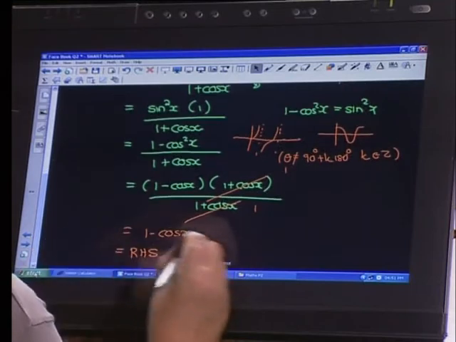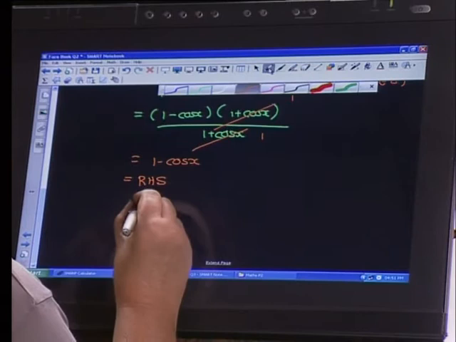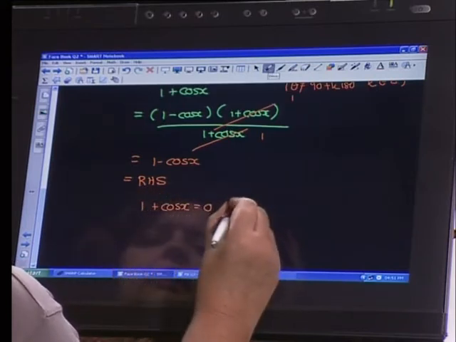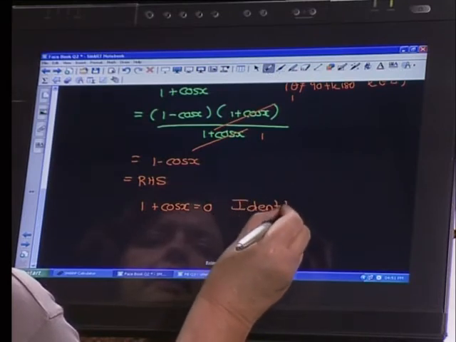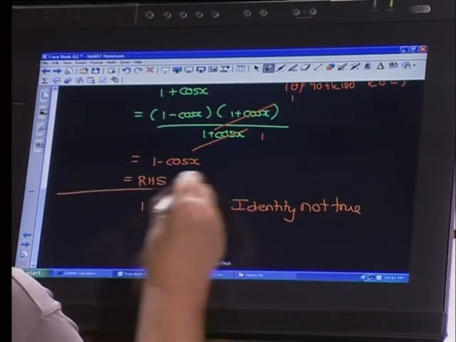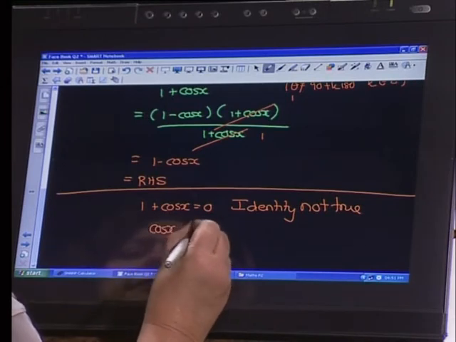Now they said to me, when is it not true? So it's not true when 1 plus cos x equals 0. Okay, identity not true. Okay, so how do we solve this? We go cos x equals minus 1.